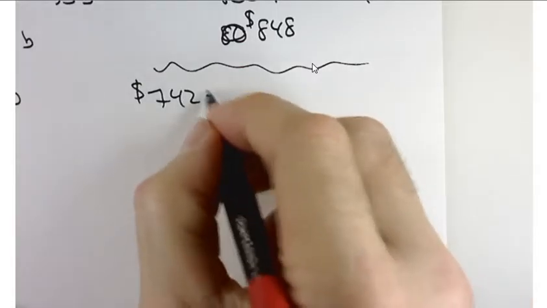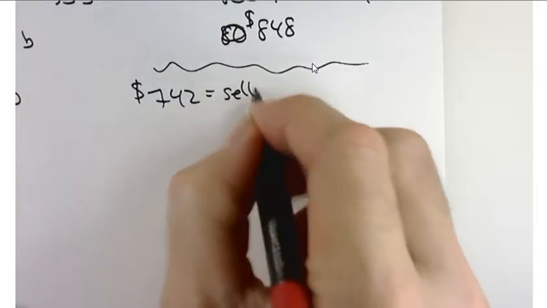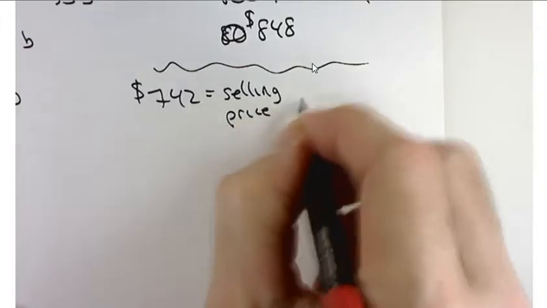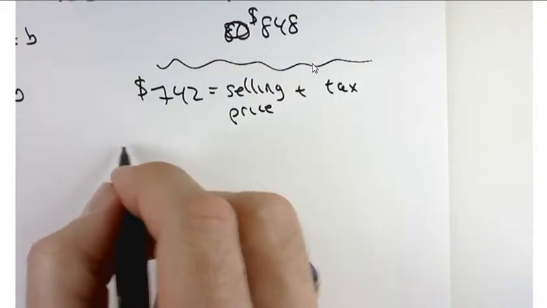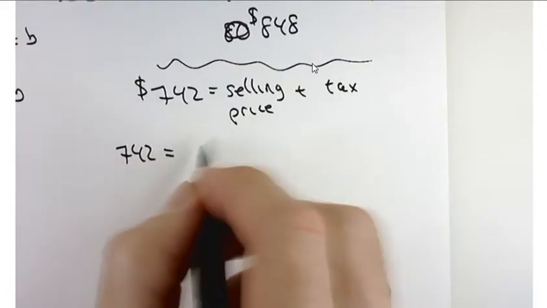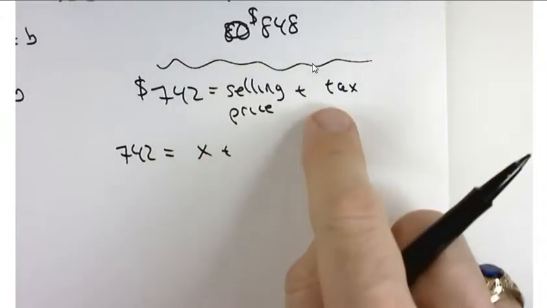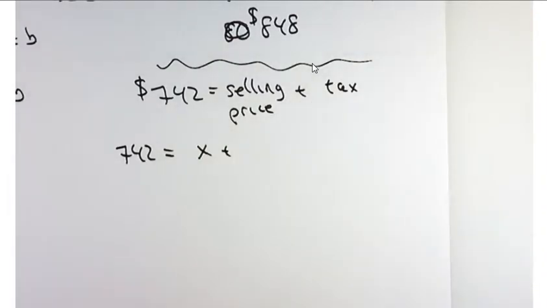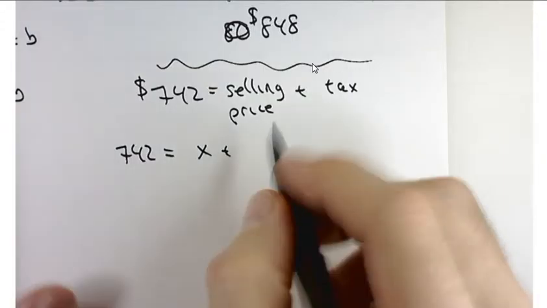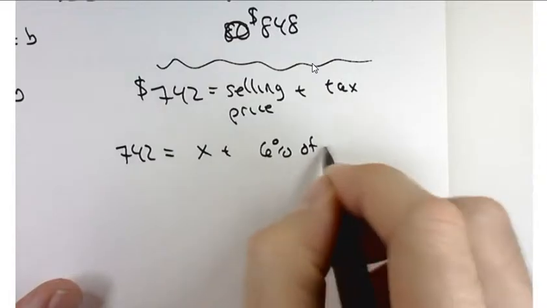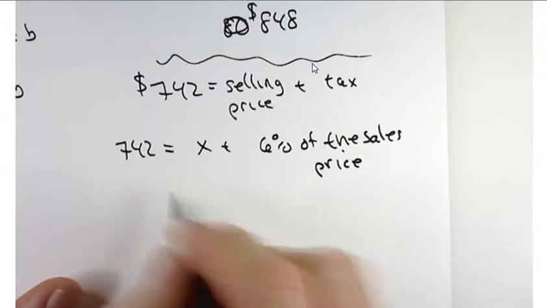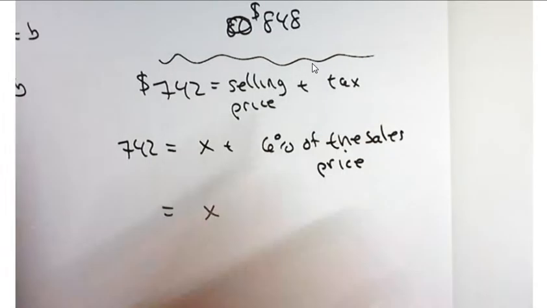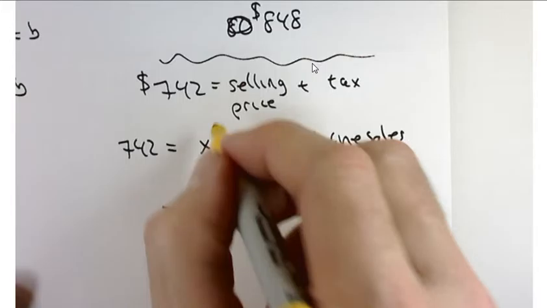Well, 742 has to equal the selling price plus the tax. Now, do we know what the selling price is? No. But we do know what the tax is. The tax is 6% of the selling price. So 6% of the sales price. So I'm going to let X represent my sales price.